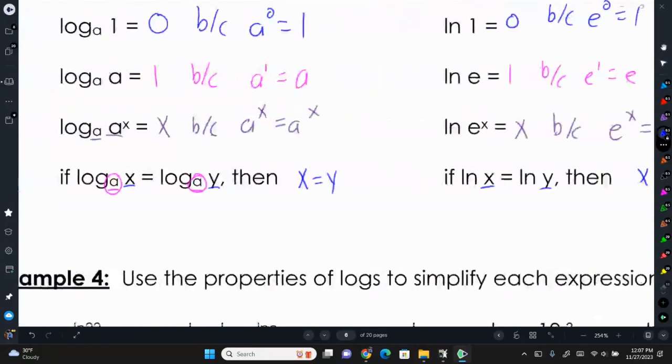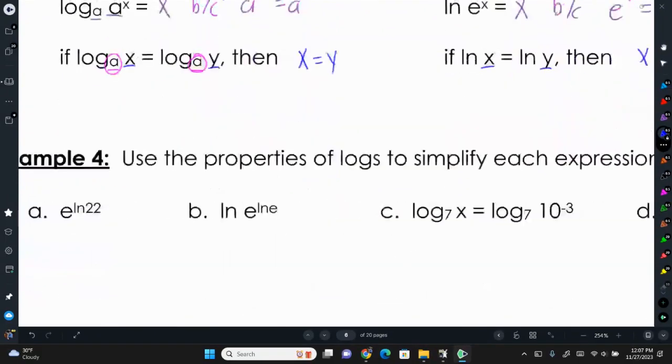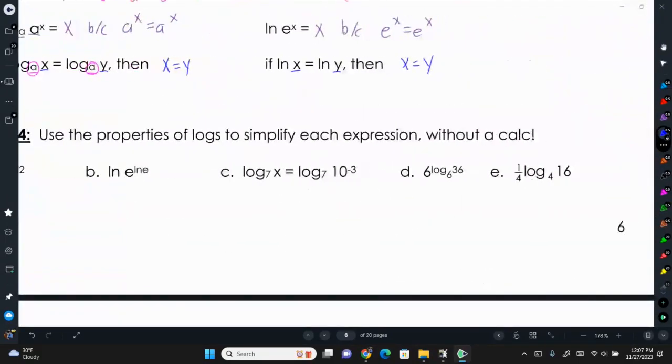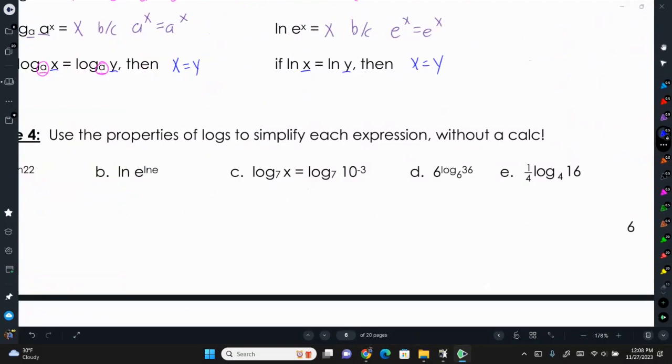Just like how we had the exponent property where if the bases are the same, then the exponents have to be the same, same thing with the logs. If the base of the logs are the same, then the insides of the logs must be the same as well. All right, so we're going to use those properties to simplify these expressions without a calculator.